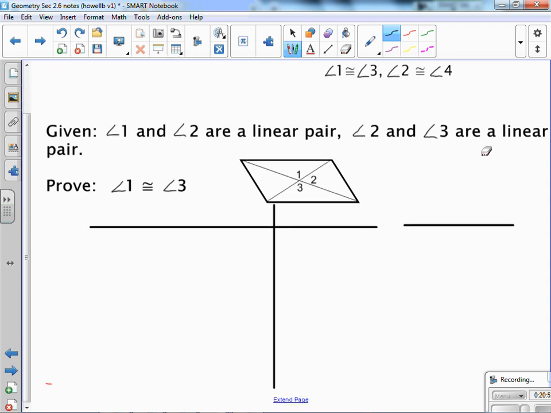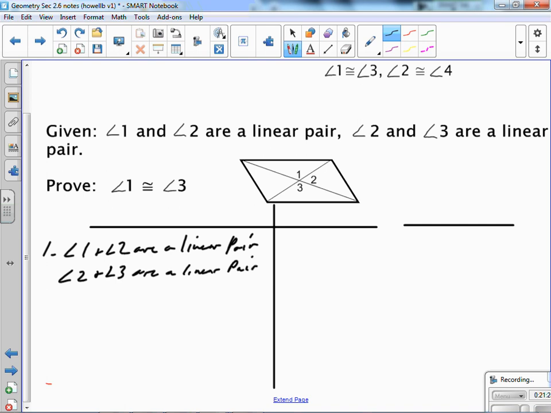Alright, so then here, given that angle 1 and angle 2 are a linear pair, angle 2 and angle 3 are a linear pair, prove that angle 1 is congruent to angle 3. So here we're going to start with all the given. Angle 1 and angle 2 are a linear pair. Angle 2 and angle 3 are a linear pair. Given.